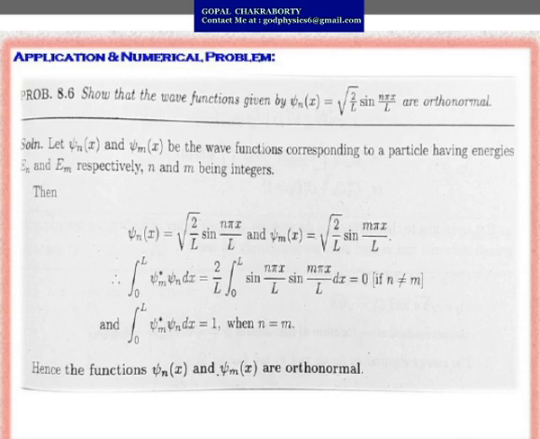So the integration from 0 to capital L of psi star m psi n dx equals 2 by L times the integration from 0 to L of sin(n pi x by L) sin(m pi x by L) dx, which equals 0 if n is not equal to m, and the integration from 0 to L of psi m star psi n dx equals 1 for n equals m. Hence the functions psi n of x and psi m of x are orthonormal.